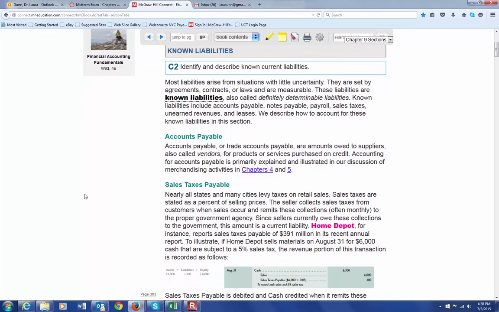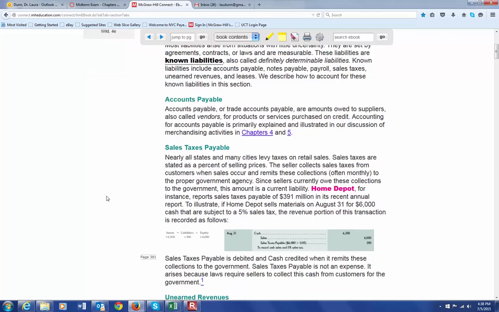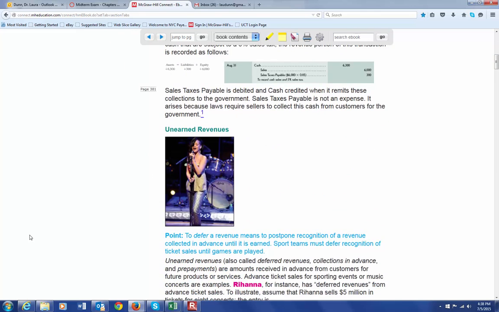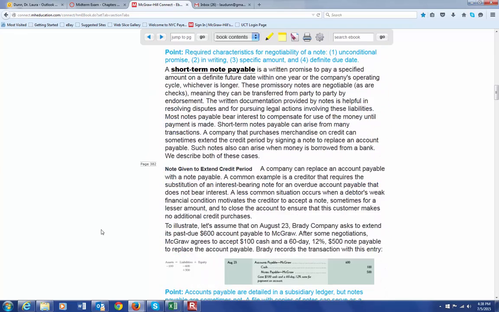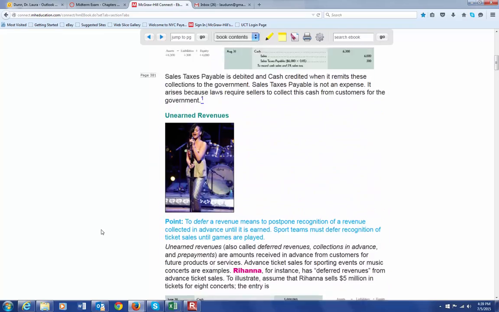Since most of our liabilities come out of situations where we know exactly who we're going to pay, when we're going to pay, and how much we're going to pay, these are called known liabilities. And the most common examples of that are the ones that are listed here: accounts payable, sales tax payable, unearned revenues, and short-term notes payable. Let's talk about those things a little bit.